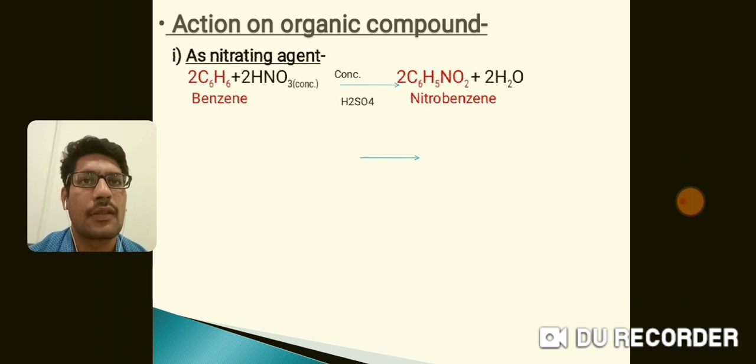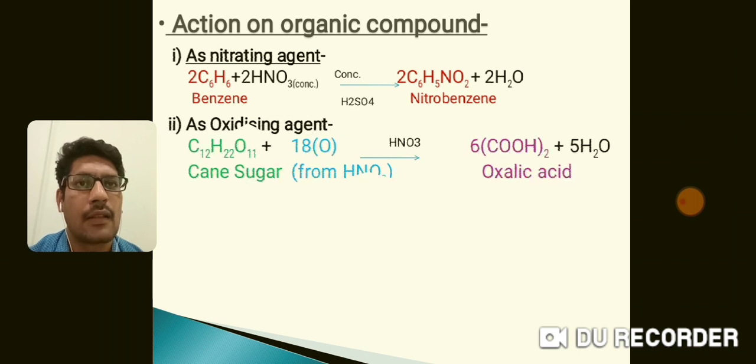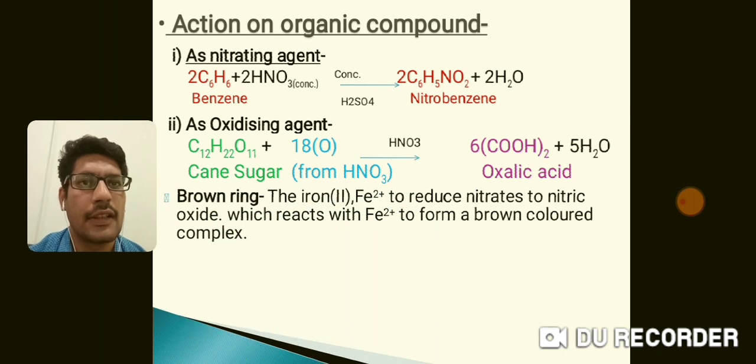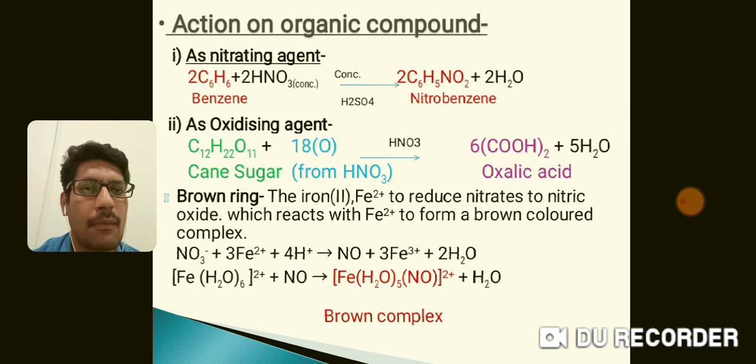Action on organic compounds: with benzene, it gives nitration, that is nitrobenzene. It is also used as an oxidizing agent to give oxalic acid from cane sugar. There is one test called the brown ring test. Iron Fe2+ reduces nitrates to nitric oxide, which reacts with Fe2+ to form a brown colored complex, which is why it is called the brown ring test. This complex is very important for examinations like NET, SET. This is the brown ring test, in which the complex has a charge of +2.